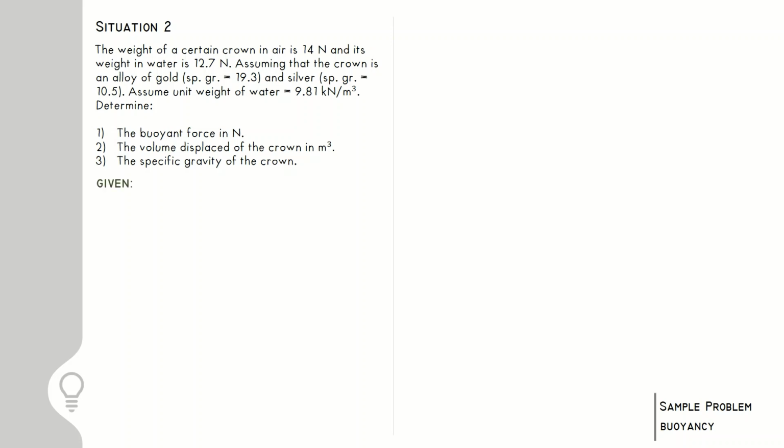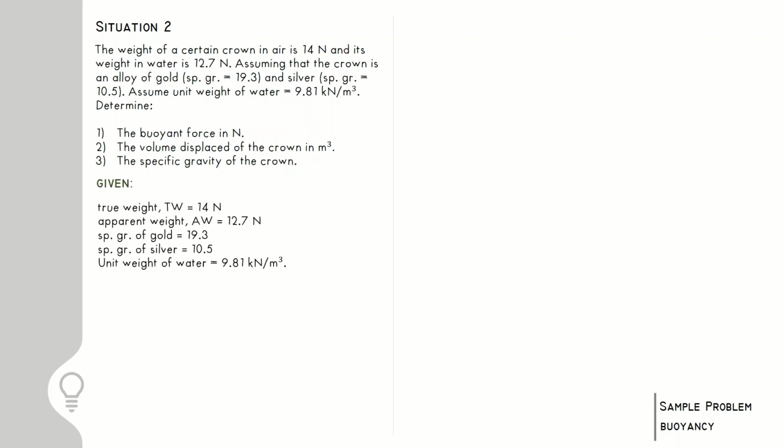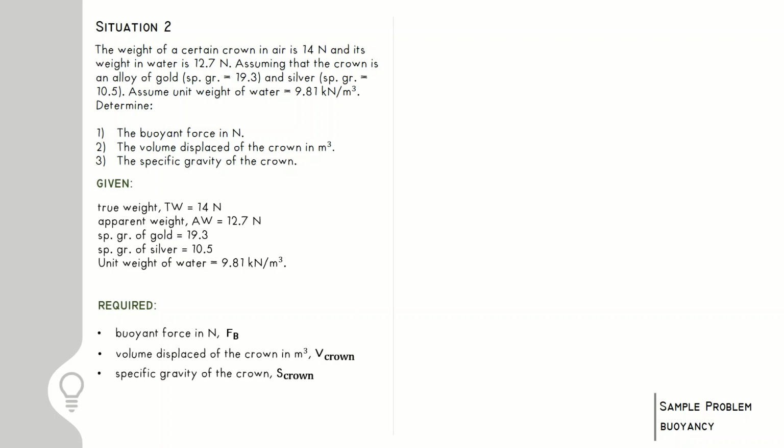Given the problem, the true weight is 14 Newton, and the apparent weight is 12.7 Newton. The specific gravity of gold is 19.3 and the specific gravity of silver is 10.5. And the unit weight of water is 9.81 kN per cubic meter. It is required to find the buoyant force, the volume displaced or the volume of the crown in cubic meter, and the specific gravity of the crown. So buoyant force is equal to true weight minus its apparent weight. 14 Newton minus 12.7 Newton, we have 1.3 Newton.